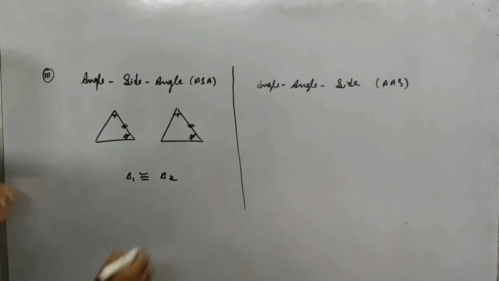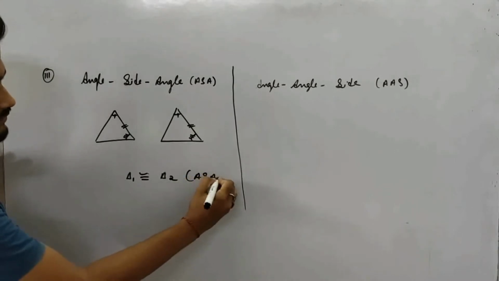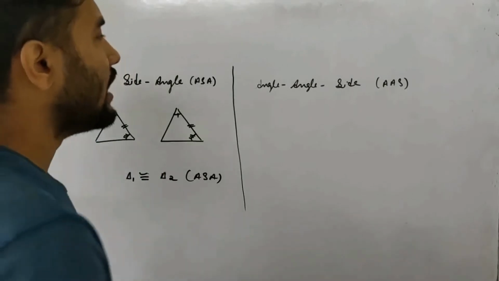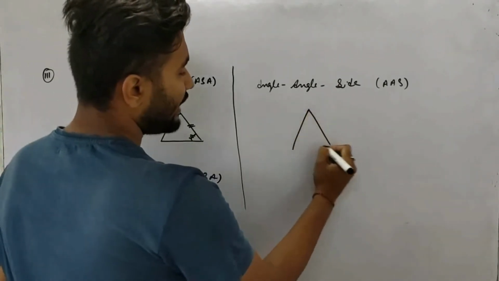So triangle 1 will be congruent to triangle 2 by what? ASA. So understood? Very simple. This is what? Angle, side, angle. Now you see this one over here. What I have said over here.